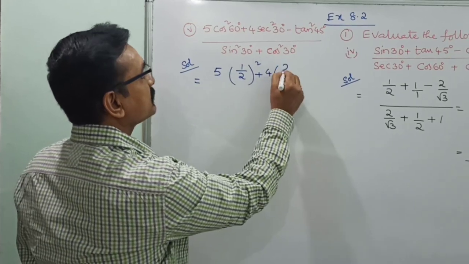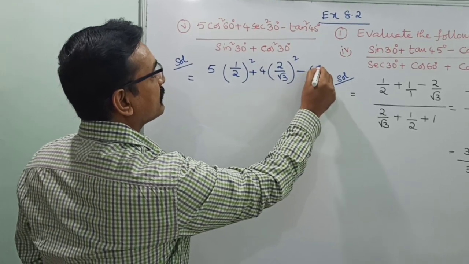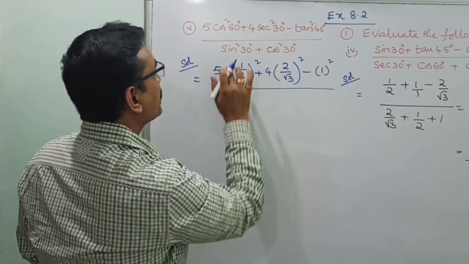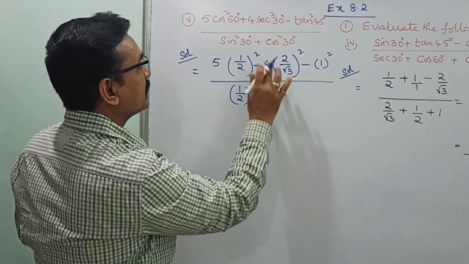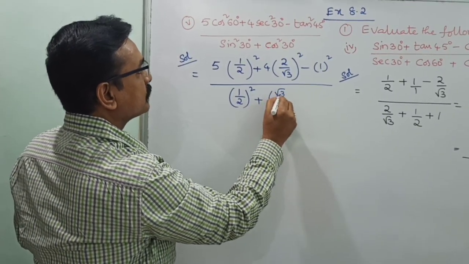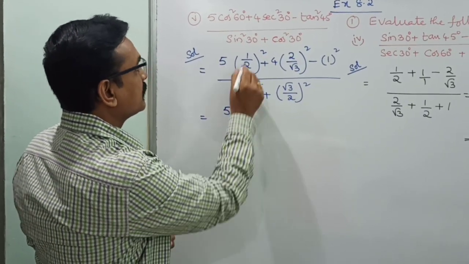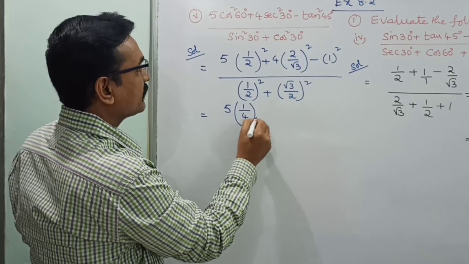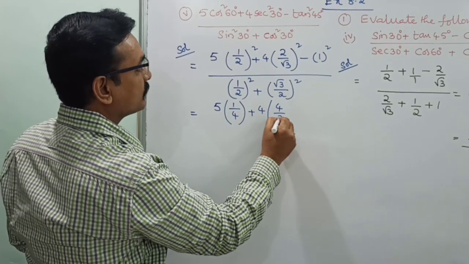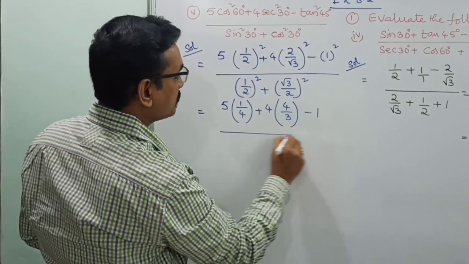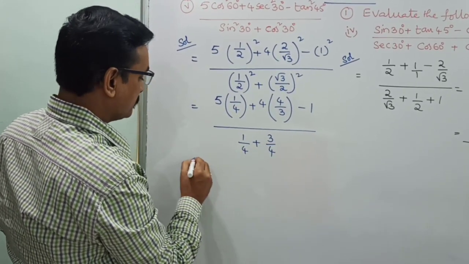So sec 30 is 2 by root 3 whole square. Tan 45 is 1, so 1 whole square by denominator. Sin 30 is 1 by 2, so 1 by 2 whole square plus cos 30 is root 3 by 2. So 5 into 1 by 2 whole square is 1 by 4 plus 4 into 2 by root 3 whole square, 4 by 3, minus 1, by 1 by 4 plus 3 by 4.